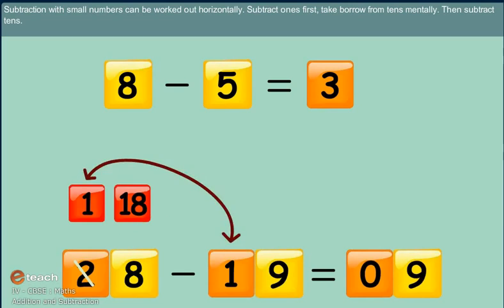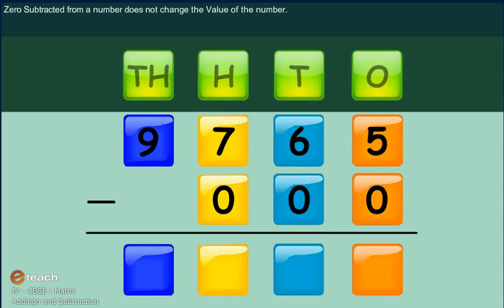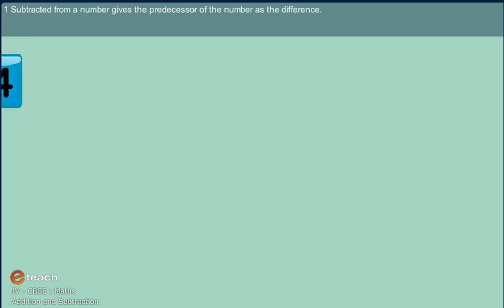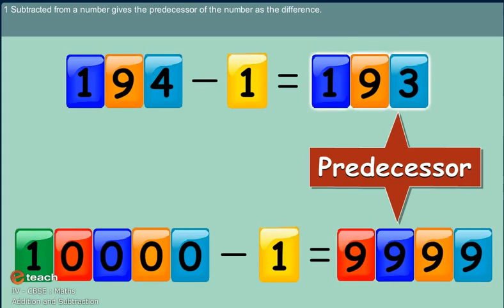Then subtract tens. Subtraction with large numbers is worked out vertically, placed in the place value chart. 0 subtracted from a number does not change the value of the number. 1 subtracted from a number gives the predecessor of the number as the difference.